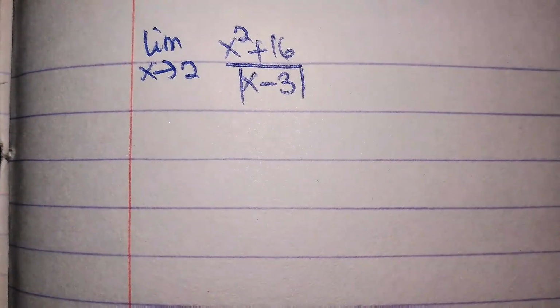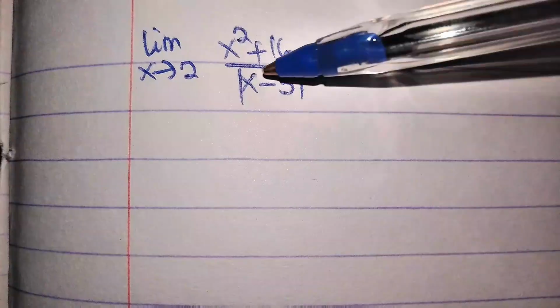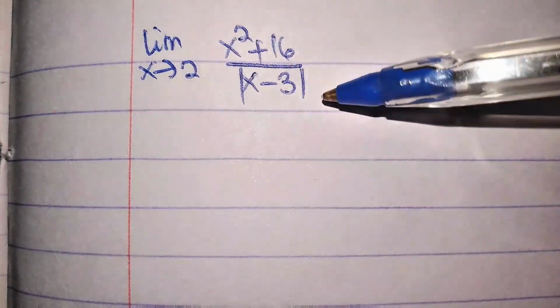Good day, guys. This is looking at a question on limits: the limit as x approaches 2 of (x squared plus 16) over the absolute value of x minus 3. Now, to solve this particular problem, you need to substitute the 2 into this.